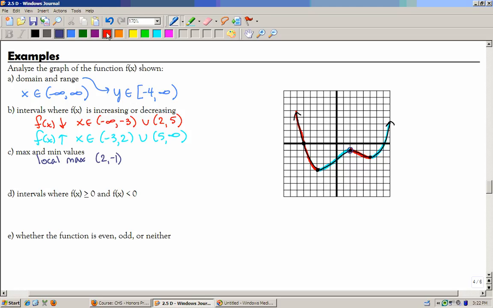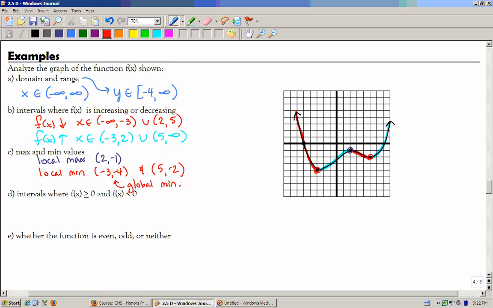If you're looking for minimums, we're looking at points that are hitting at a low point. So we have local minimums at this point here at -3, -4. And there's also a local minimum here at 5, -2. And if we notice, this point, -3, -4, also happens to be the lowest point of the entire graph, which means it is also called a global minimum.